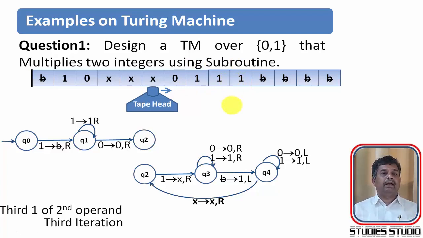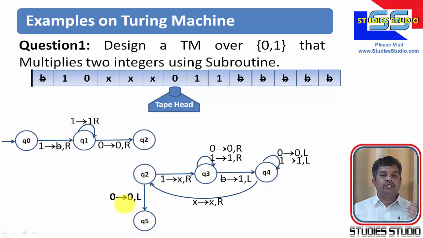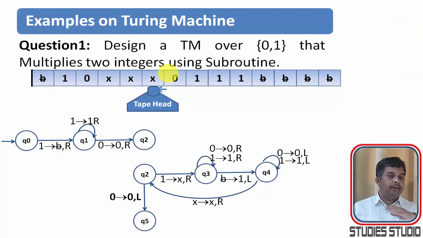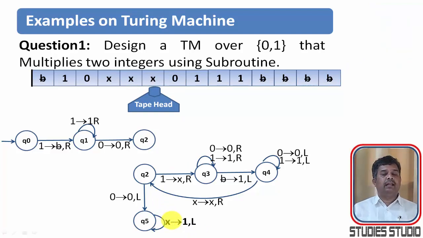Now the next item I am getting is input symbol 0. I am at state Q2 and on getting 0, I'll write 0 onto the tape and start moving left. Now you see here, for the first one of the first operand, I copied all the ones of the second operand here. Now there are no more ones. So that's why I'll be reverting all the x's back to 1s. So whenever I get an x, I'll write 1 in place of that and start moving left.